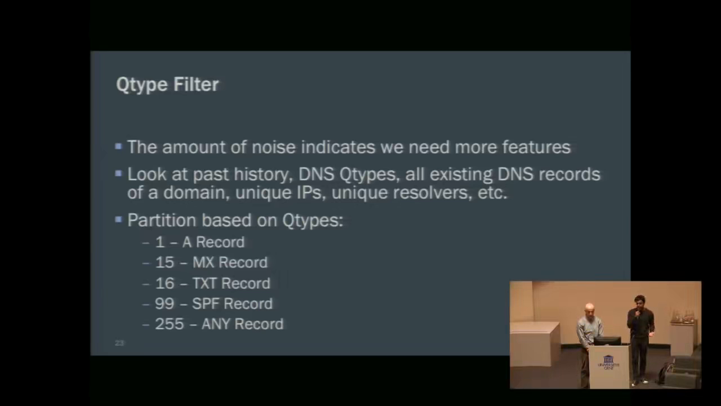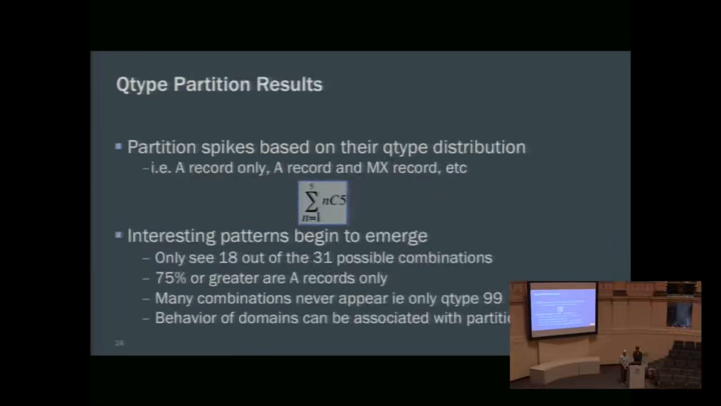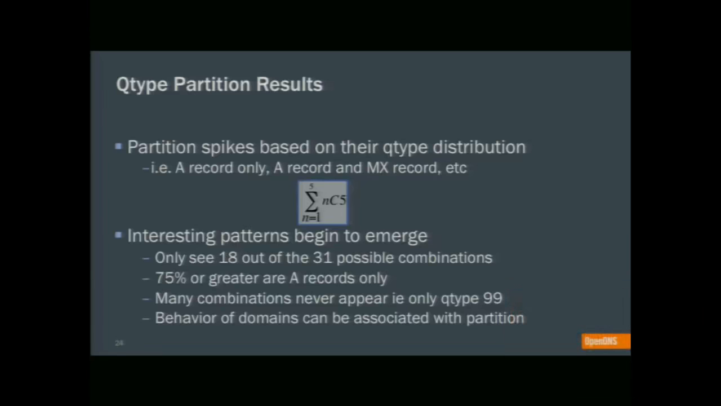16, which is a text record. 99, which is an SPF record, which deals with mail authentication. And then 255, which is an ANY record. So the idea that we had was, why don't we look at all of the spikes that have been generated and then partition them into various pairings of DNS query types.